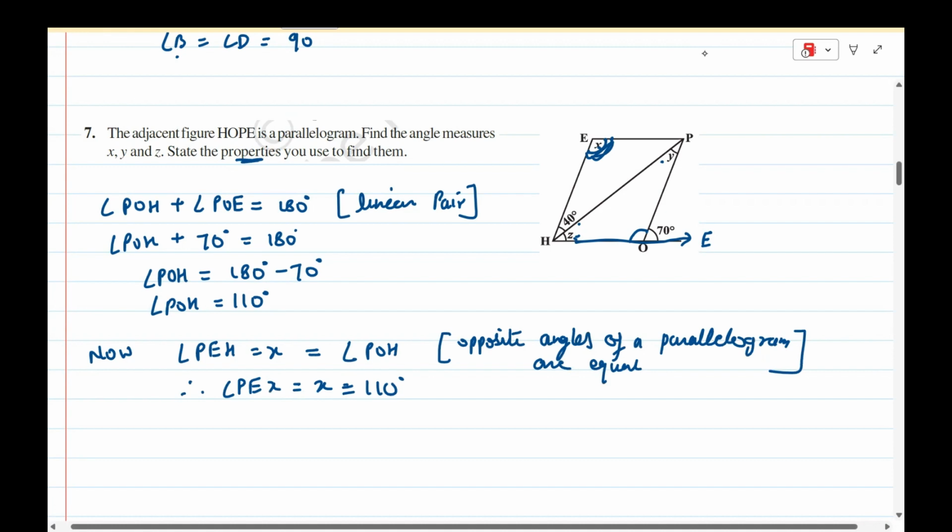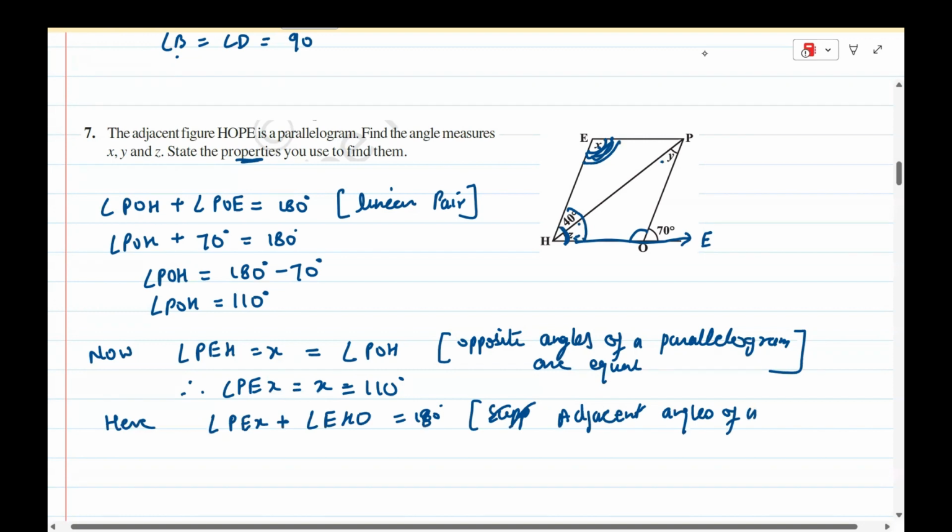Now coming to this one. I know adjacent angles of a parallelogram are supplementary. So here, angle PEH has supplementary angle EHO. Can you see from the figure? This one and this one, EHO, is 180 degrees. That is supplementary angle. Or we need to write the property. So I can mention adjacent angles of a parallelogram are supplementary. Correct?